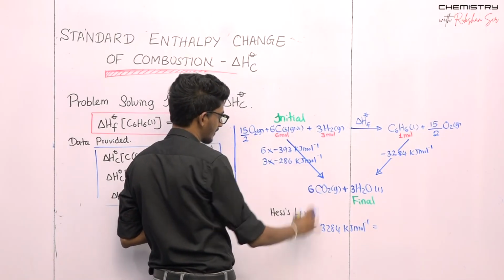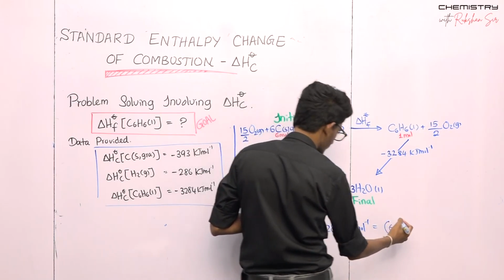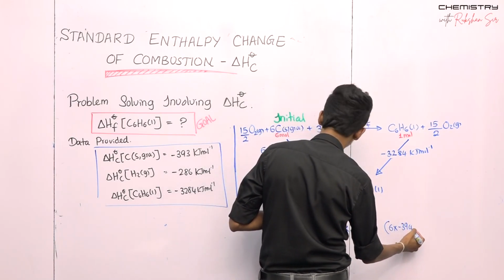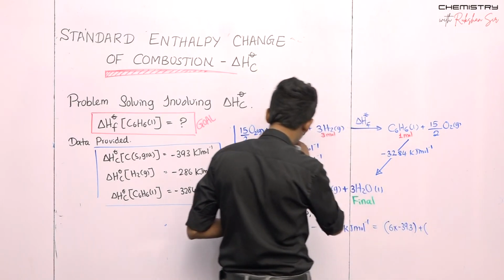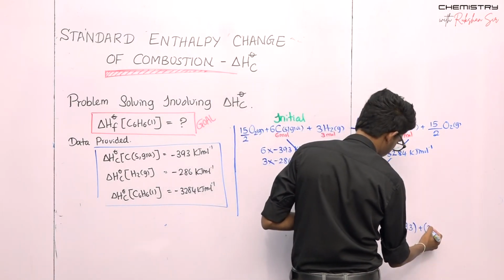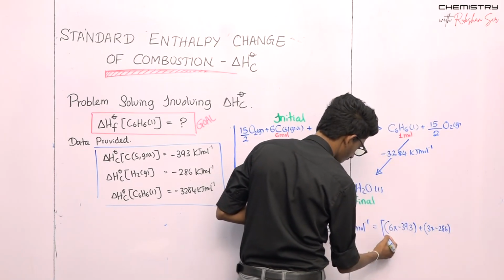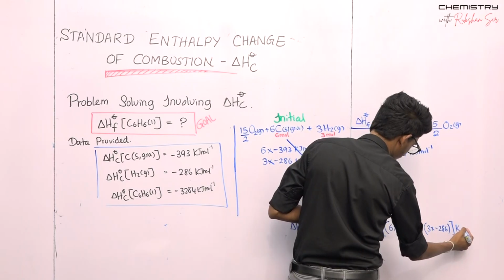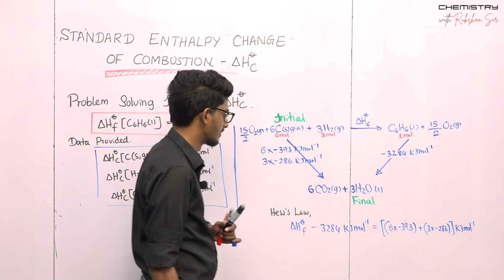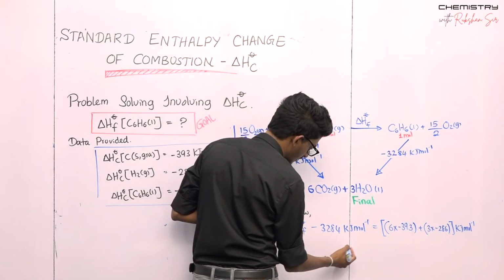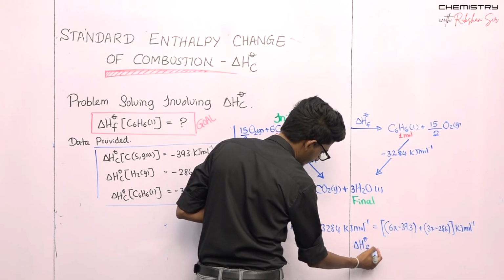That is what Hess's law says, right? It is going to be 6 into minus 394 plus 3 into minus 286. The two enthalpy differences are equal as you are dealing with the same initial and final states, right? So if you can solve for the delta H naught F, that will give you the answer.